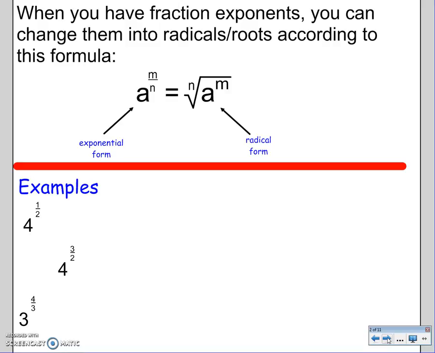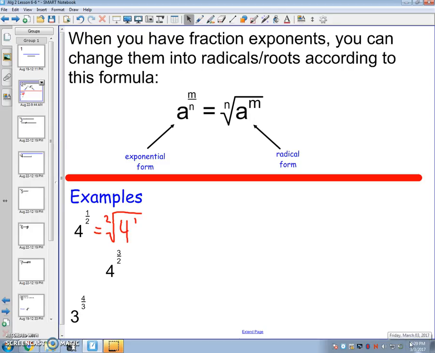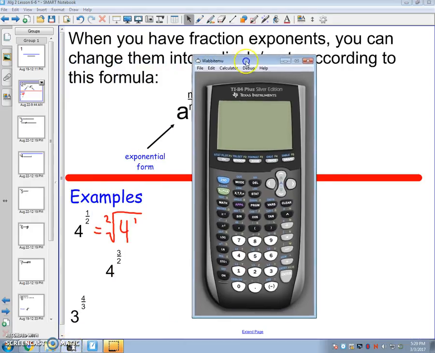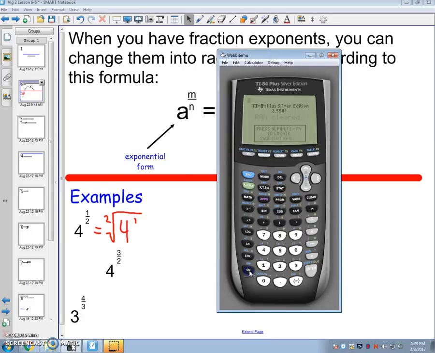So for example, if I want to switch 4 to the 1/2 power, the top of the fraction stays with the term, the number, and the bottom of the fraction, the denominator, is the root outside. If there's a 1, we don't really write that, but I can check this. 4 to the 1/2 power should be the same as the square root of 4 to the 1st power. Well, 4 to the 1/2 power is 2, and y'all know the square root of 4 is 2.